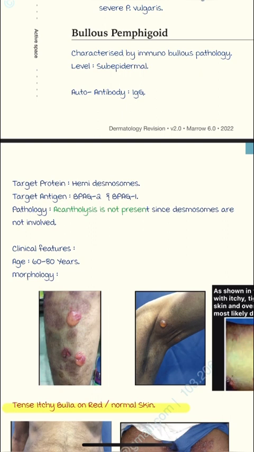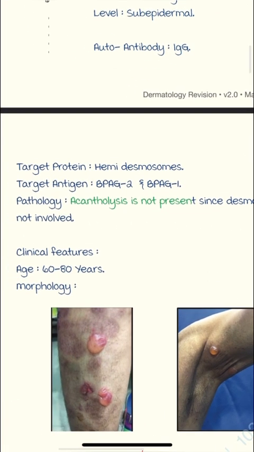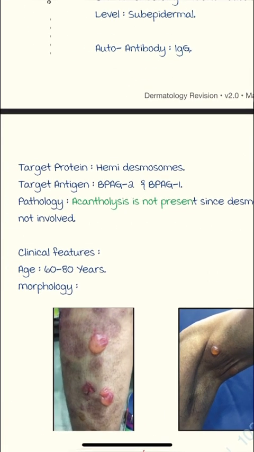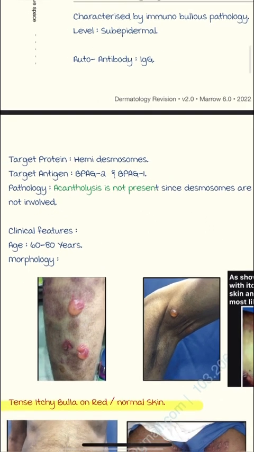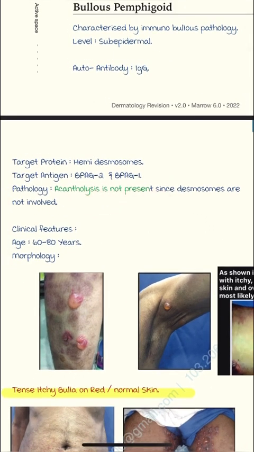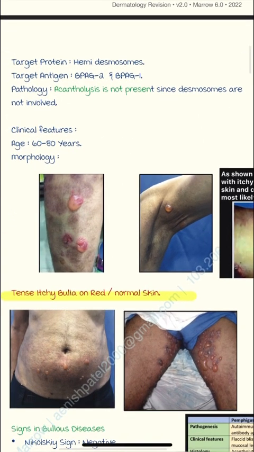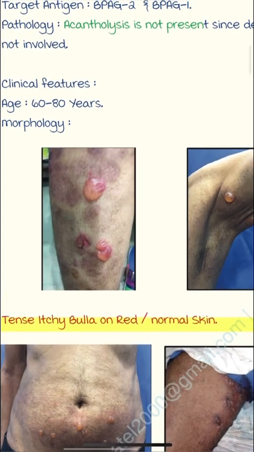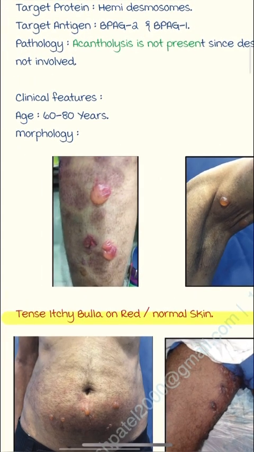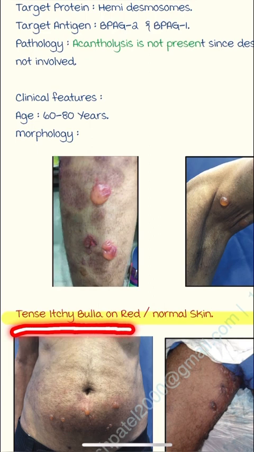Bullous pemphigoid is characterized by immunobullous pathology. Subepidermal antibody is IgG. Here the target protein is hemidesmosomes and the target antigen is BPAG1 and 2. Acantholysis is not present since desmosomes are not involved. Clinical features: it is seen in the 60 to 80 years age group. This is its very characteristic morphology: tense, itchy bulla on red or normal skin.